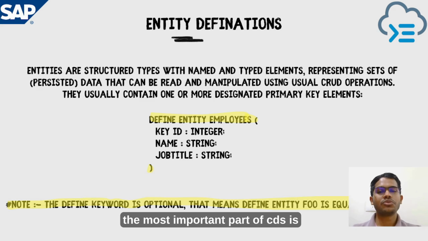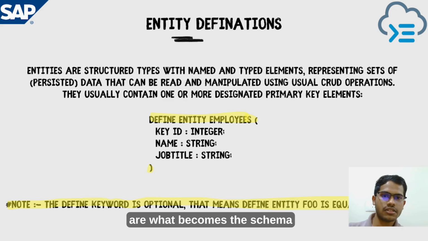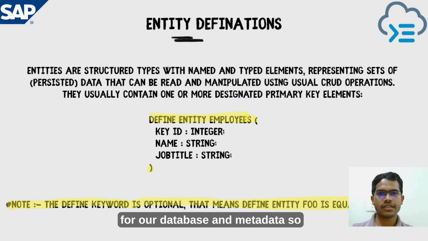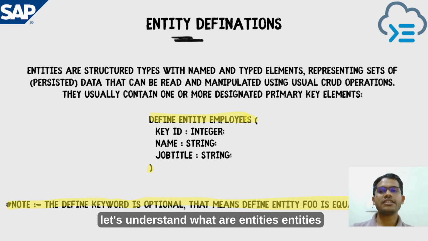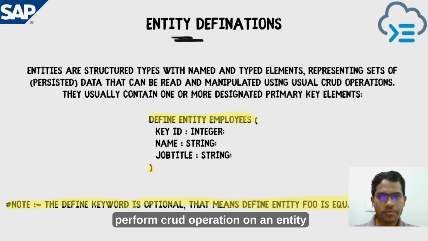Now the most important part of CDS is defining entities. Entities are what become the schema for our database and metadata. So let's understand what entities are. Entities are structured types with names and typed elements representing sets of persisted data that can be read and manipulated, and we can perform CRUD operations on an entity.